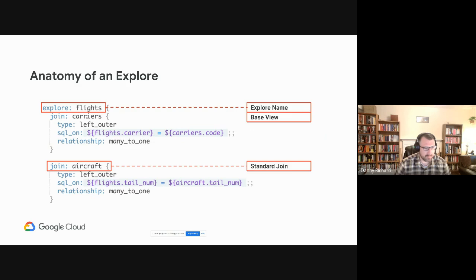Again, just to reiterate, pay attention to what the base view is. The base view is the first view that is represented in the explore. In this scenario, it's flights. And then all the other tables that get joined to it are just basic joins. The base view is always going to be a part of the SQL statement in any query, whereas the joined tables will only be represented if one of its fields is being represented in the results.